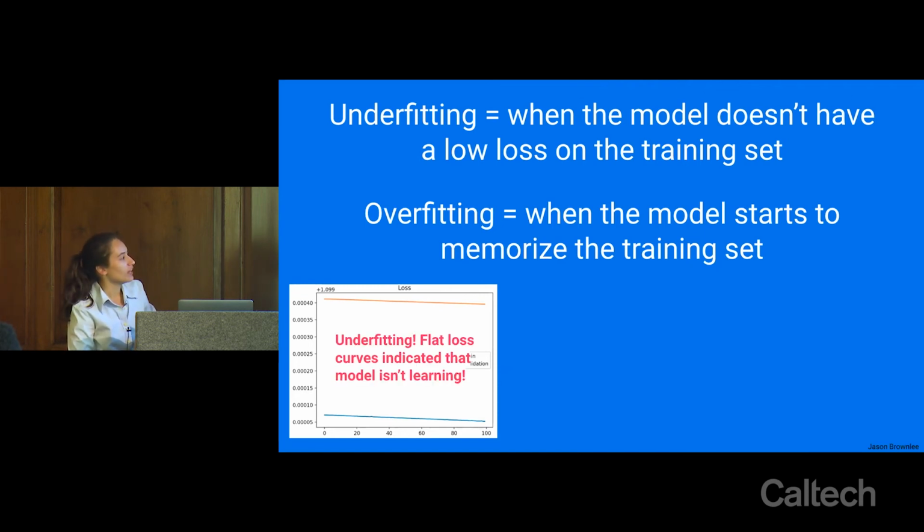Okay, so this is underfitting. And the reason is because flat loss curves indicate that the model isn't learning. So if your loss is not going down, your model is not picking up anything. So you are not learning anything, nothing is happening. All right, does this make sense?